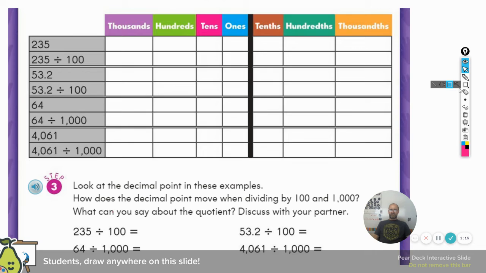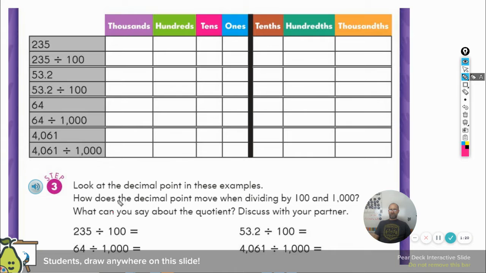Coincidentally, when you do this here and you're dividing by 100 and 1,000, you're going to see the same thing in this chart. Your decimals are going to move. You can pause me and do that chart if you want to. I'm just going to keep on going in 5 seconds. Okay. So when you fill out the numbers in this chart, you're going to get 2 and 35 hundredths, 0 and 532 thousandths, 0 and 64 thousandths, and 4 and 61 thousandths.